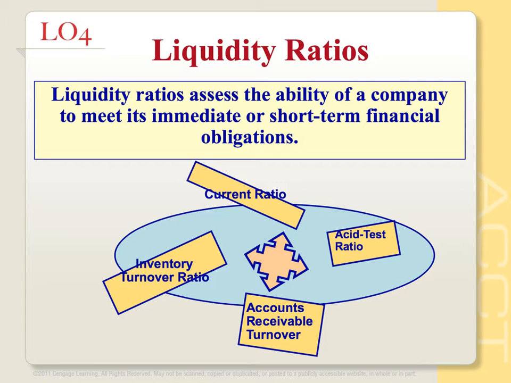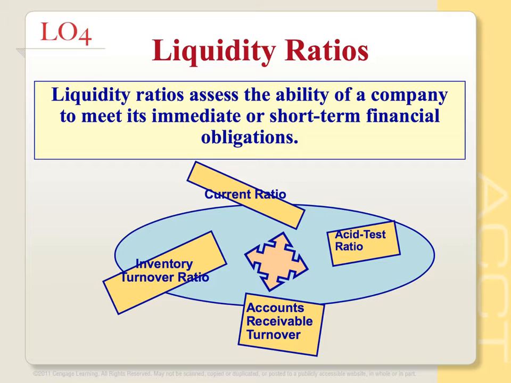Financial statement ratios simply refer to a relationship between two financial statement amounts, and we restate them as a percentage. Liquidity ratios assess the ability of a company to meet its immediate or short-term financial obligations. In other words, can we pay our bills?